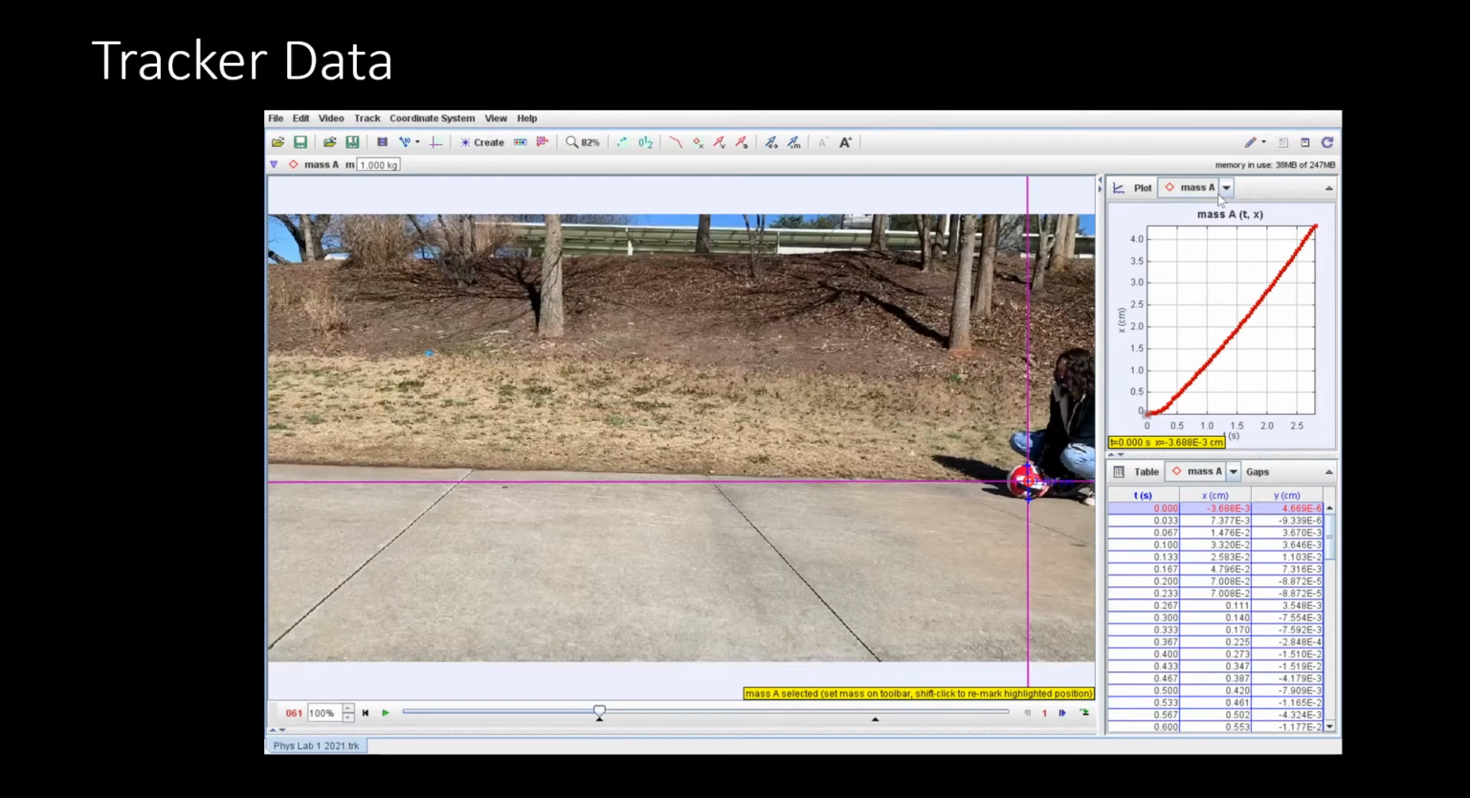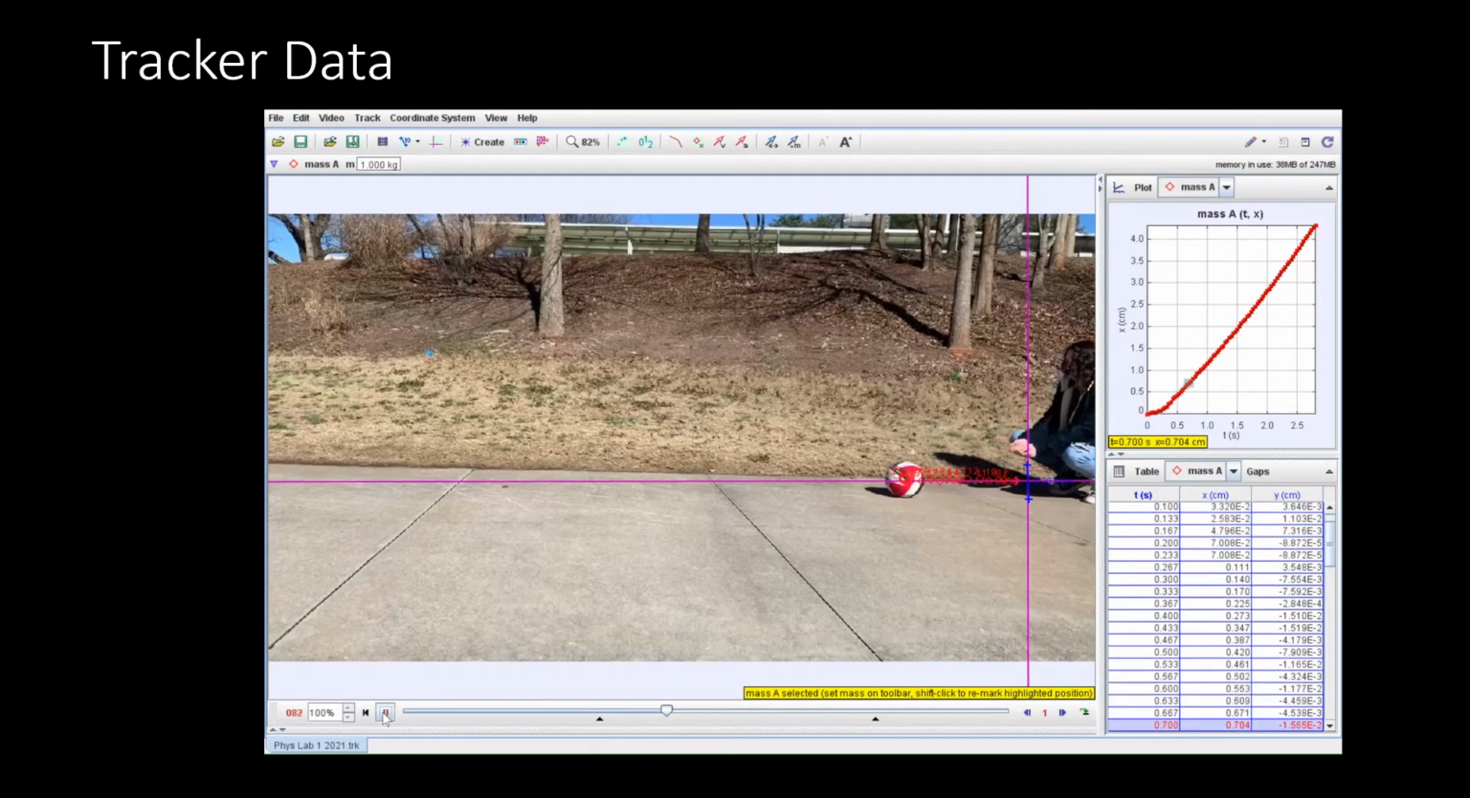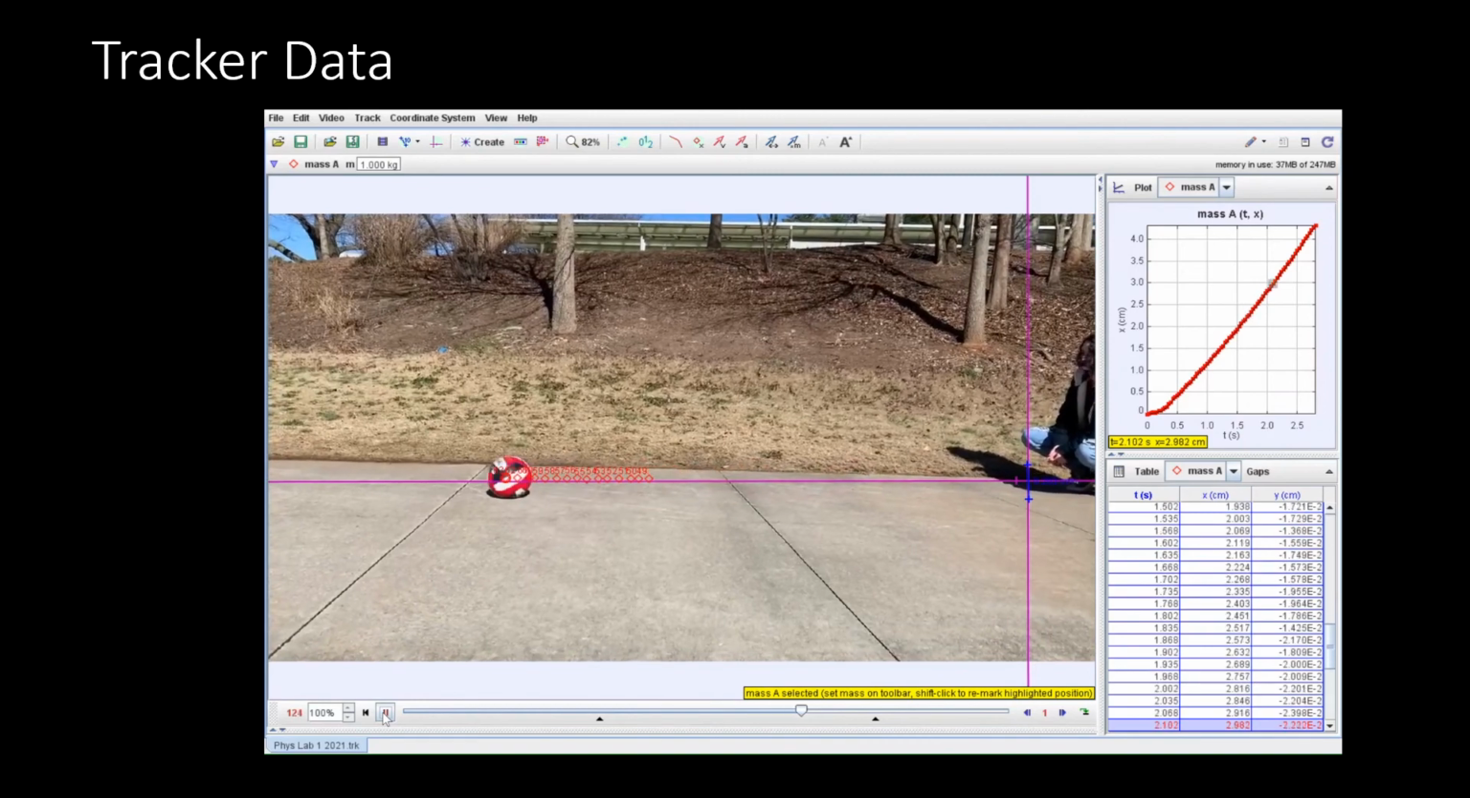To use Tracker, I set the x-axis along the ball's path. Then I plotted a point in the center of the ball once per frame, and it created a graph and a table to show the data.